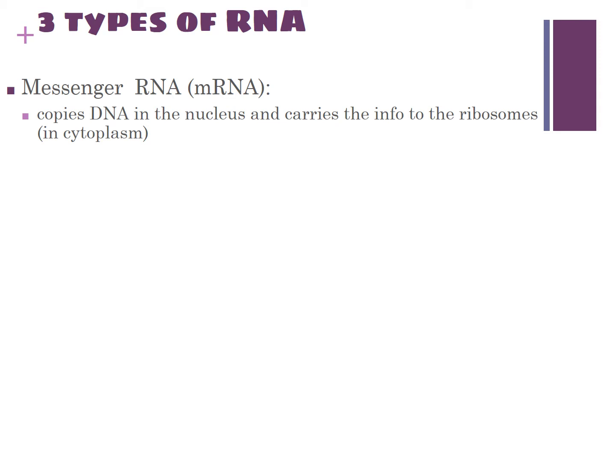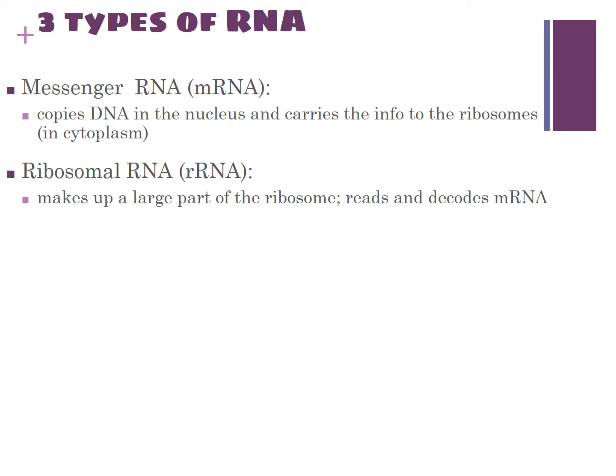to the ribosome. Then we have ribosomal RNA, or rRNA. Ribosomal RNA makes up the ribosome. And the ribosome's job, and so therefore the ribosomal RNA's job, is to read and decode the messenger RNA, or the mRNA.